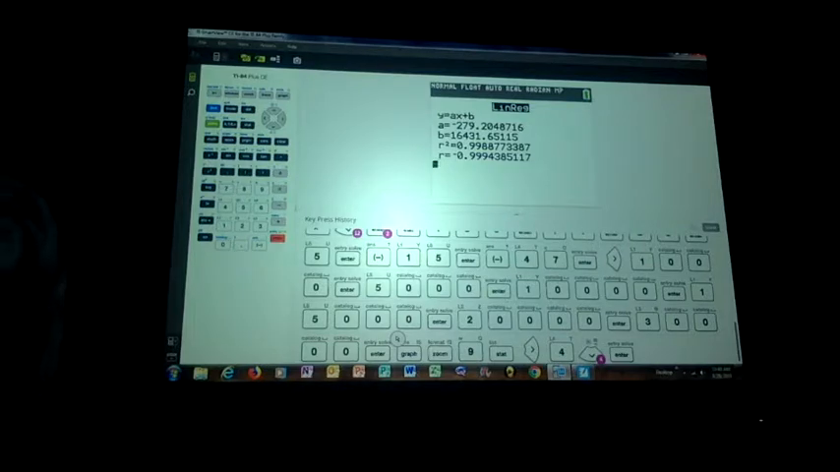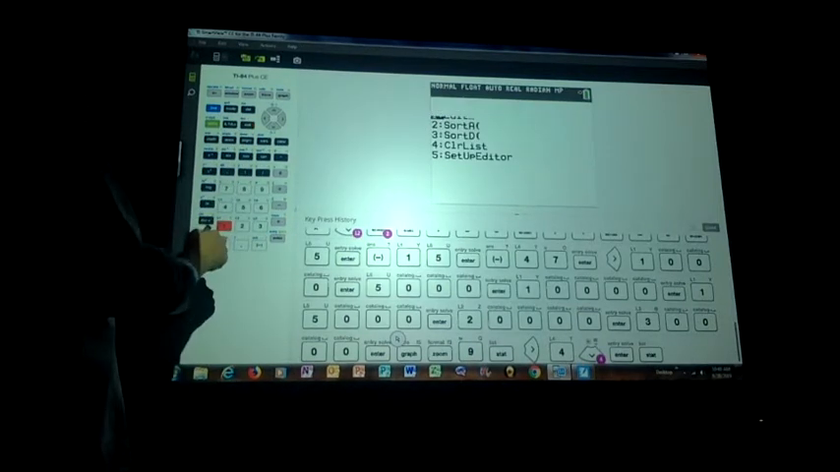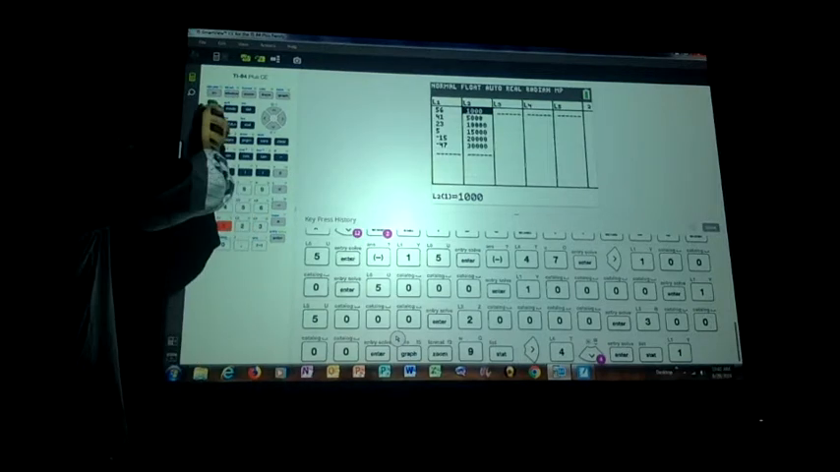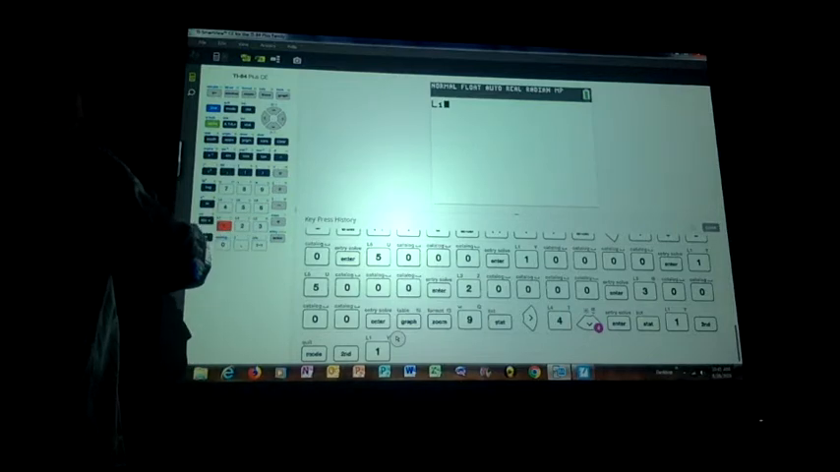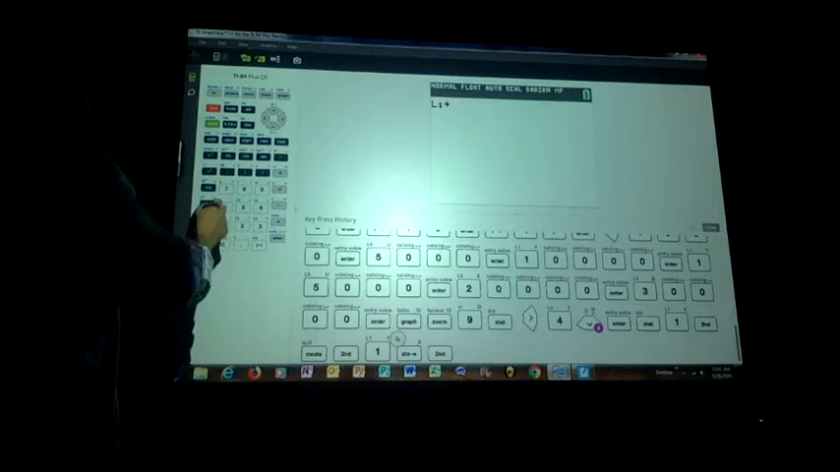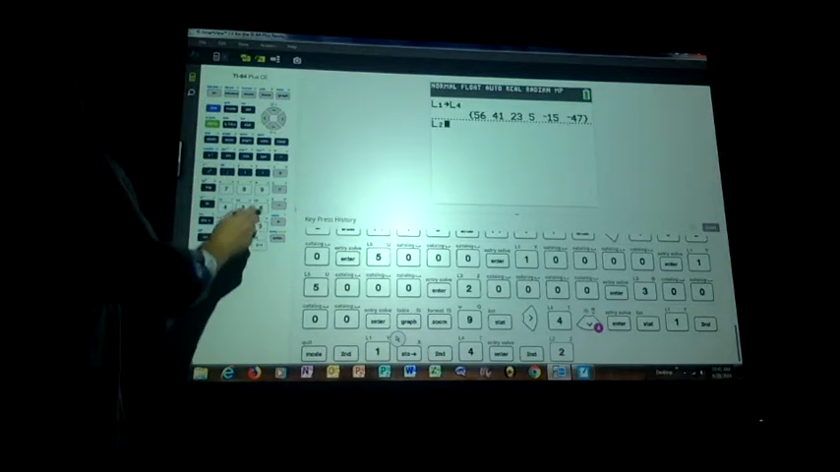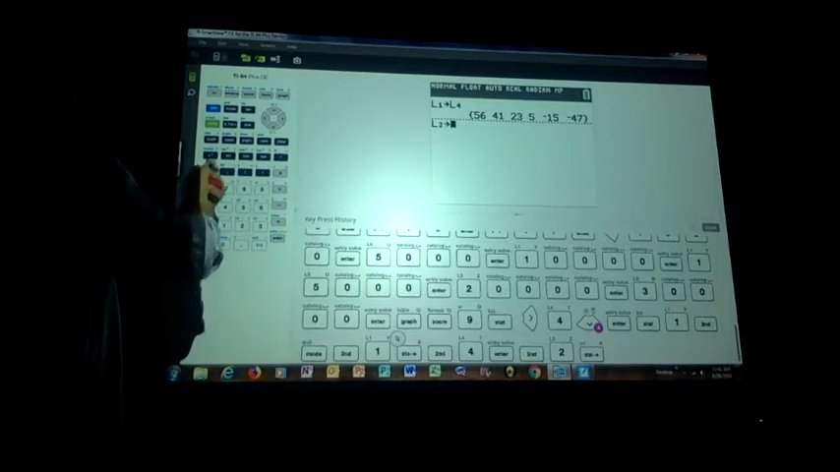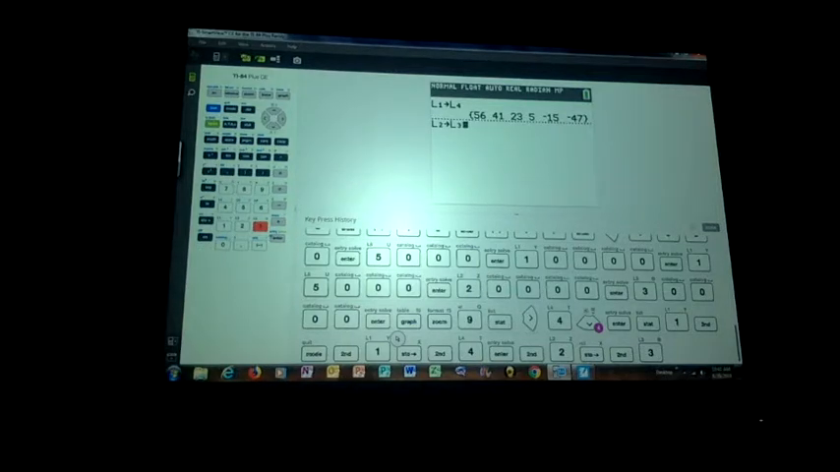So I'm just going to do this real quick. Ignore what I'm going to do. You'll like this. All right, so let's do this. Second, L1, store, L4, enter. Second, L2, store, second L3. This is a way so you don't have to retype a list. So I've just stored these now.